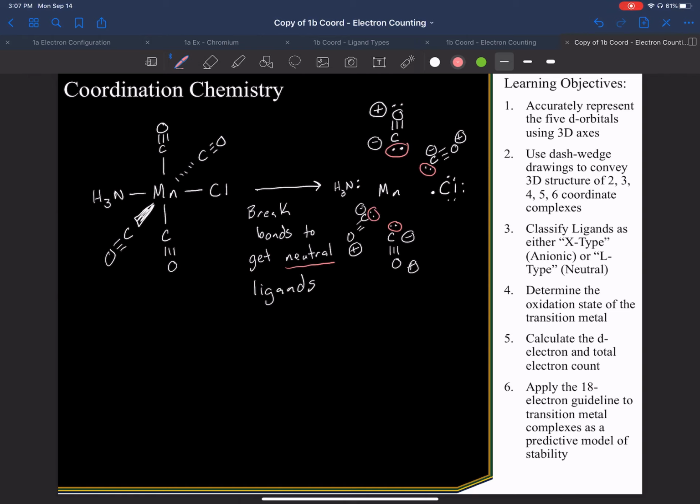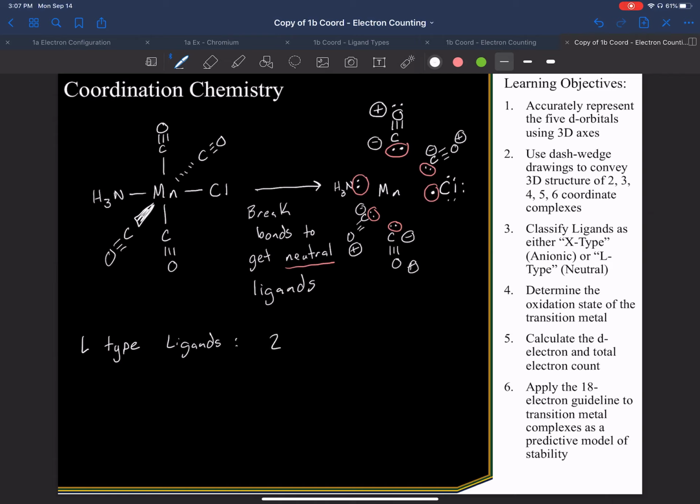When I broke this apart, I had 2 electrons from each of my carbon monoxides. I have 2 electrons that were involved in the bond with my ammonia, the amine. And I only had 1 electron that came from the chlorine. And so this is where we're going to get some new names.